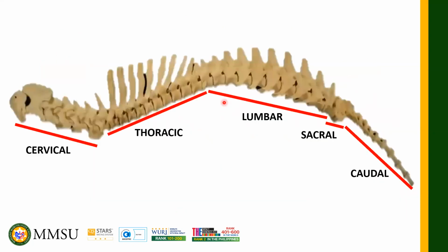So as an end of my presentation, we have the different regions of the vertebral column or the vertebrae. We have the cervical, which is on the neck region. We have the thoracic, and then we have the lumbar, we have the sacral, and then we have the caudal. So I hope that you have understood well the vertebral column of the animals.